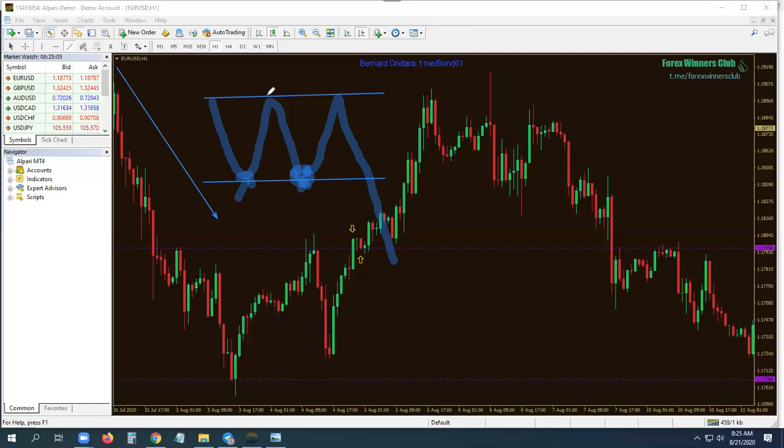You could sell from here. You could sell from here. Or you could wait for it to break your level, come back to the same level like we said, and you enter your trade as a pullback. That's when you are a better trend following person, not a reversal trader.